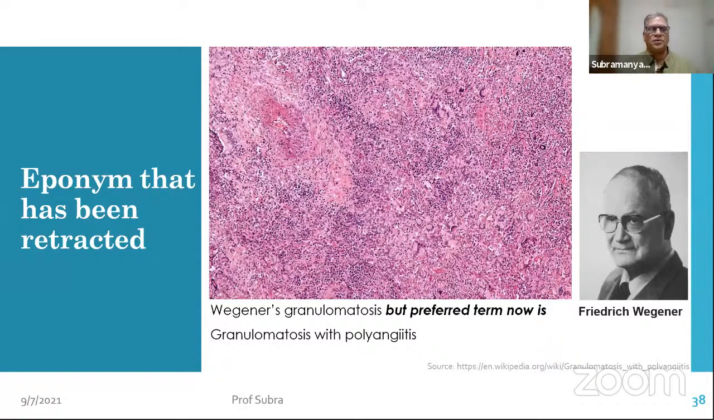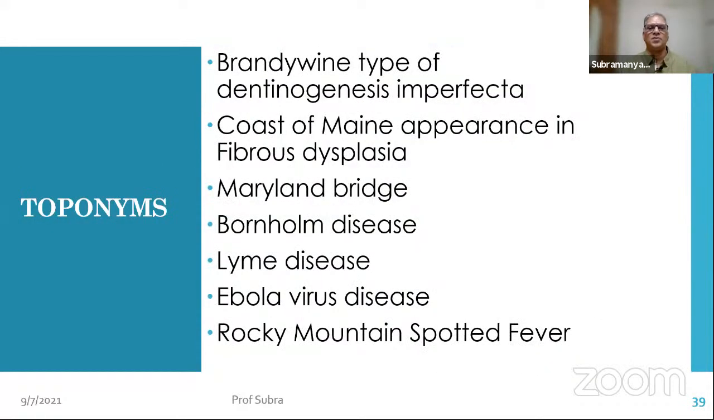There's something called toponyms. Topo relates to geography, location. A good number of toponyms are there, like Brandywine type of dentinogenesis imperfecta. During my college days, I used to think that Brandywine meant that this variety of dentinogenesis imperfecta resembles brandy or wine. In fact, I wondered whether it was red wine or white wine. Probably white wine, because it's discoloring the teeth. But of course, Brandywine is a place in Maryland. Because of the cases described there, it has been called the Brandywine type.